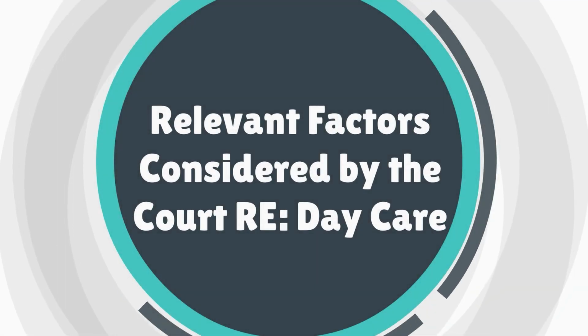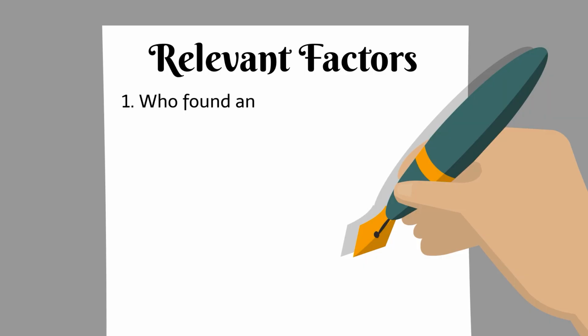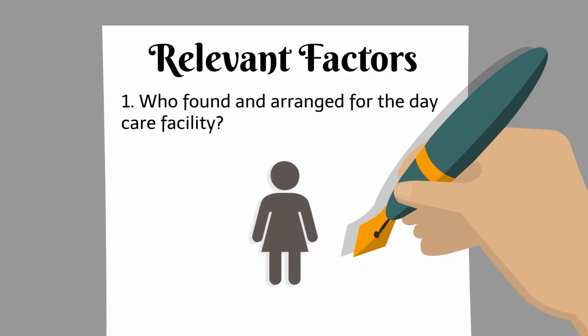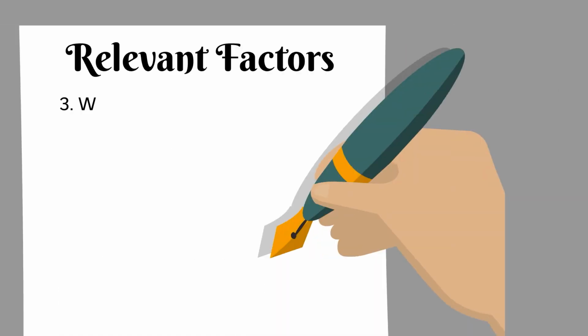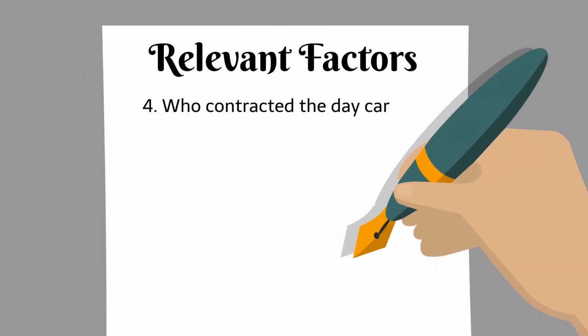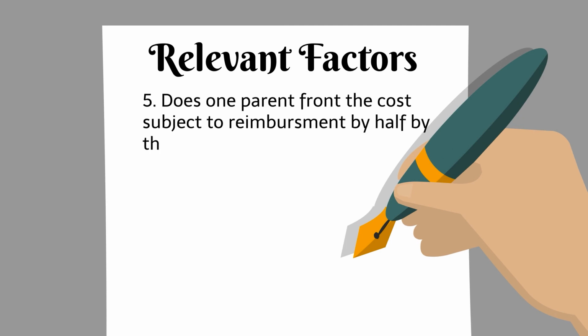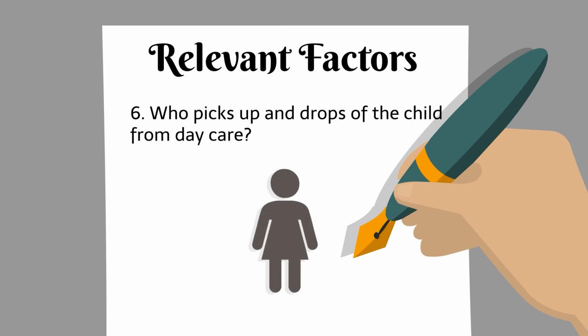Relevant factors considered by the court regarding daycare. Relevant factors considered by the court in allocation of daycare time are as follows. 1. Who found and arranged for the daycare facility. 2. Who is designated to respond to medical or other emergencies, i.e., who is on the emergency notification roster. 3. Who is responsible to pay for the daycare cost. 4. Who contracted the daycare services, i.e., who signed the daycare contract. 5. Does one parent front the cost subject to reimbursement of half by the other parent? And 6. Who picks up and drops off the child from daycare?